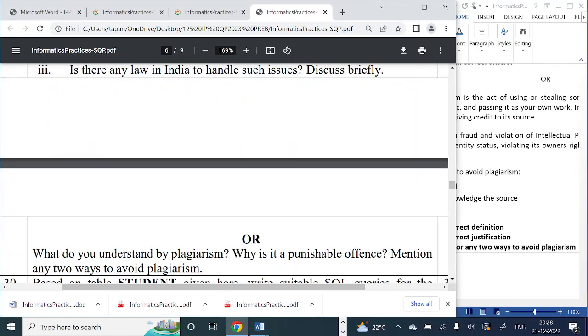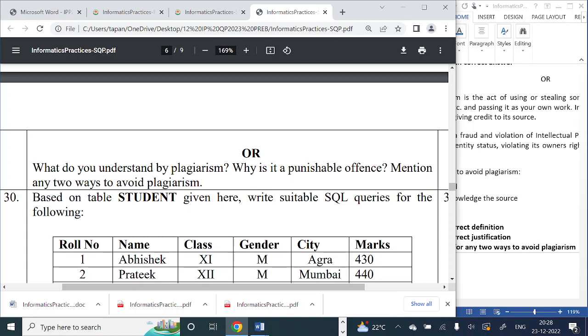Now the next question is, what do you understand by plagiarism? When you are representing any other's intellectual work or any other copyrighted work in your name, meaning you are stealing somebody else's work and presenting it in your name, that is called plagiarism. Why is it a punishable offense? Because it is a crime. Mention any two ways to avoid plagiarism. You can mention from which book you have taken the quotes, or you should give credit to the owner, or take permission from the owner and then you can use it.